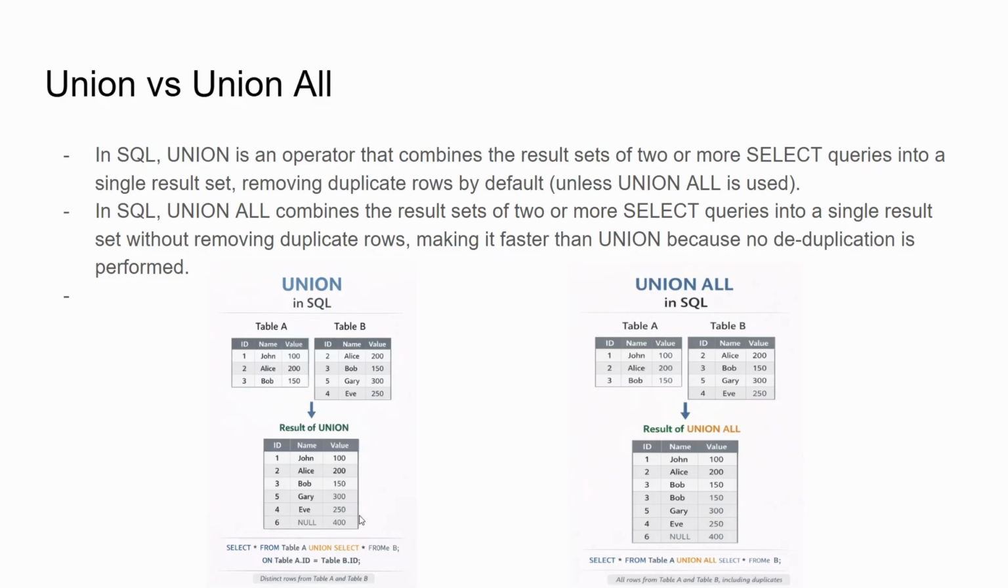You can ignore this six. There will be only five in this: one, two, three, four, and five. Union all will have both the Alices and both the Bobs, so it will not remove any duplicates.